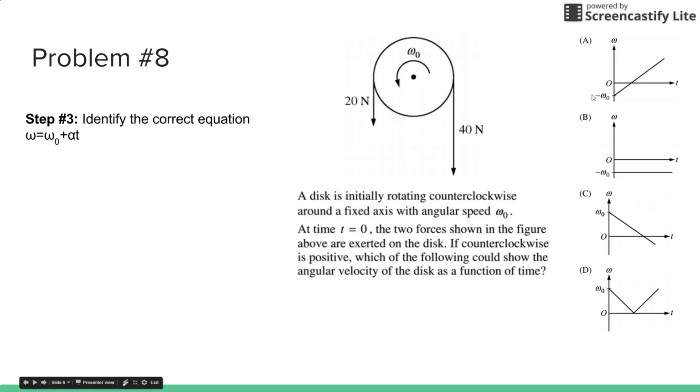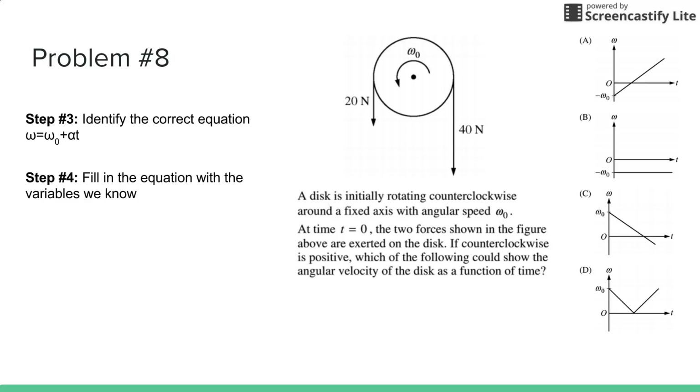Step number 3, identify the correct equation, which would be omega equals initial omega plus alpha times time. Step number 4, fill in the equation with variables we know. However, before we plug in the variables, I'm going to manipulate the equation so it's already solving for alpha. Once you plug in the variables, you should get alpha equals negative omega over time.